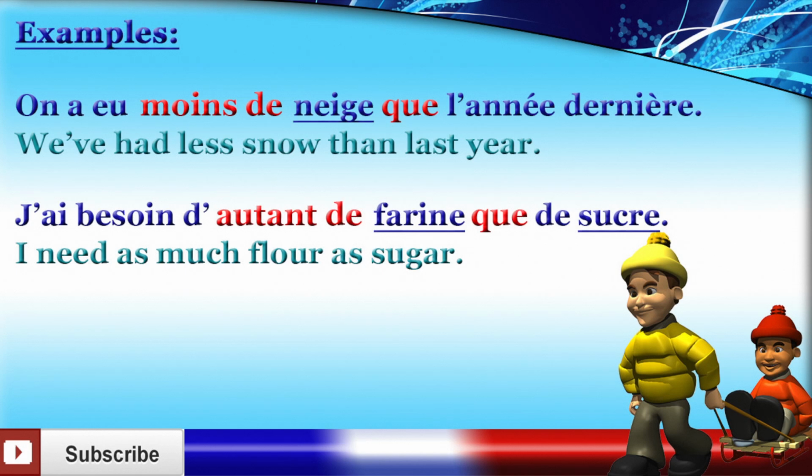Unlike in the following example, j'ai besoin d'autant de farine que de sucre. I need as much flour as sugar. We also need the little word de here before the second noun because we are comparing both nouns with each other.